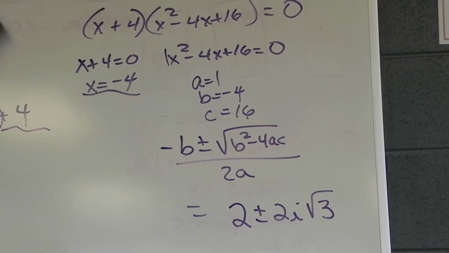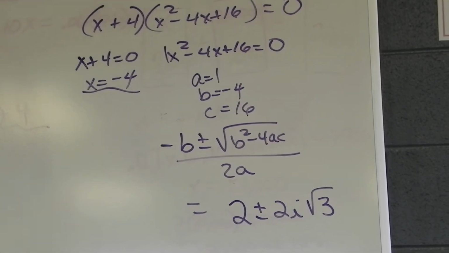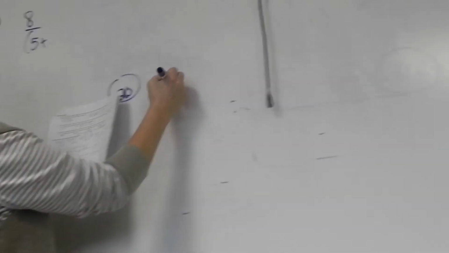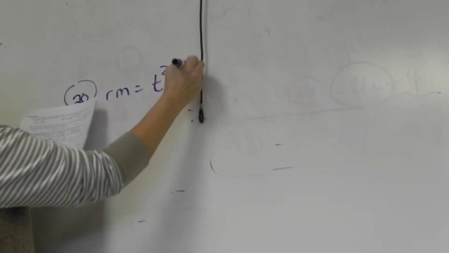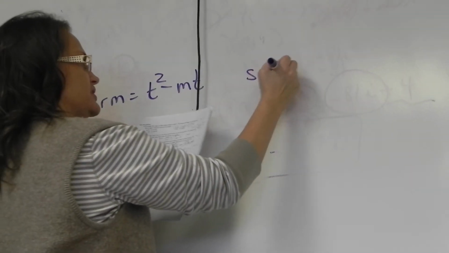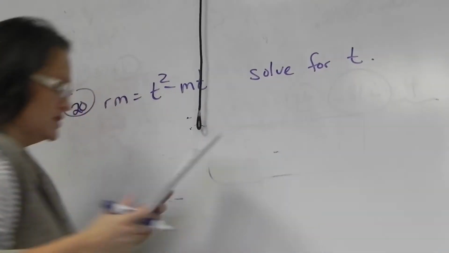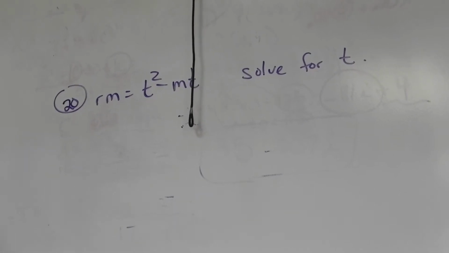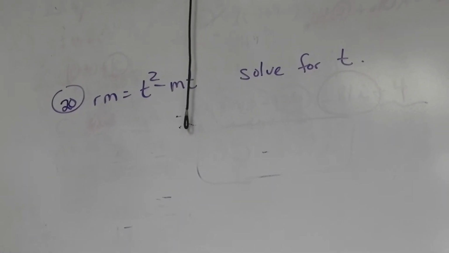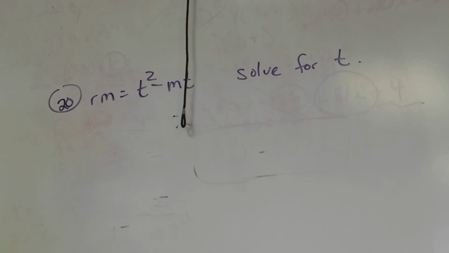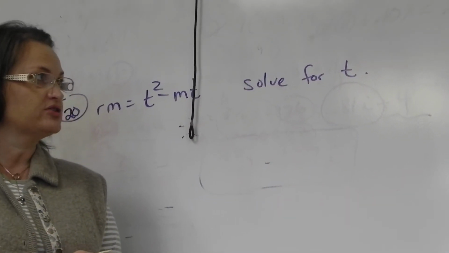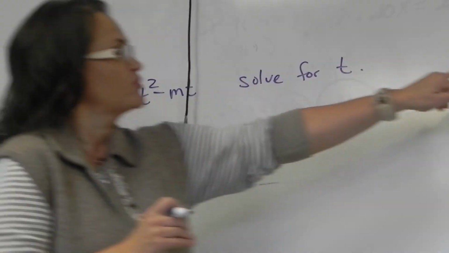Okay, number 20. Solve for t. This is kind of an abstract problem because it has a lot of letters in it, because normally when we're solving a quadratic, we have some numbers, like the problem we just did on 19, we had nice coefficients in front of the square term, but I want to direct you back to this number 19.